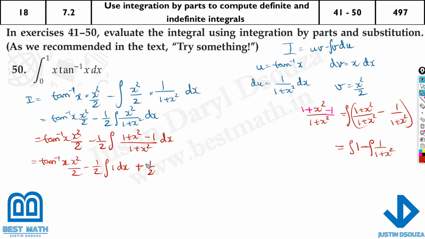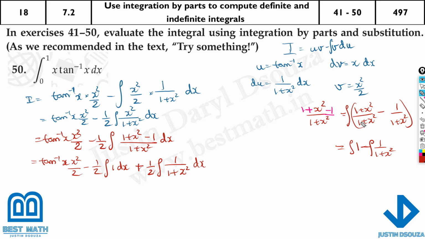So it's going to be integral 1 by 1 plus x squared, 1 plus x squared, and that is dx. So this is how to get the above transformation.